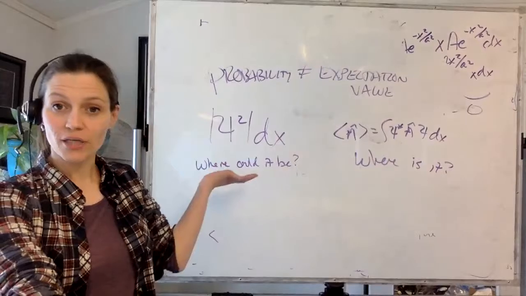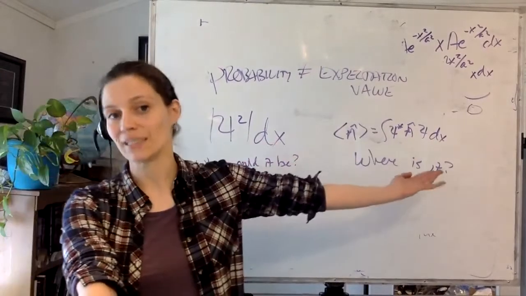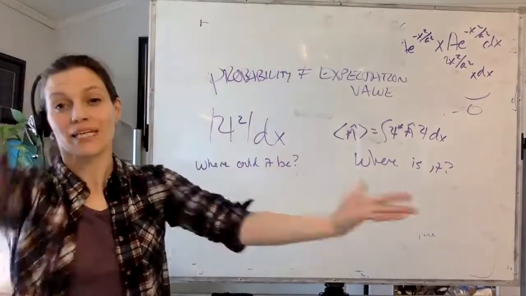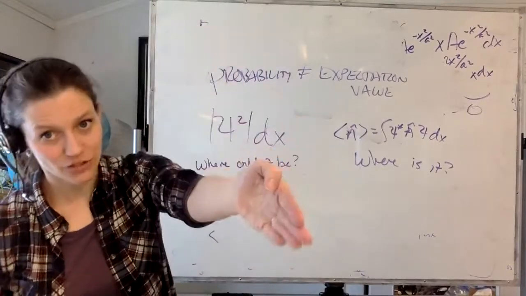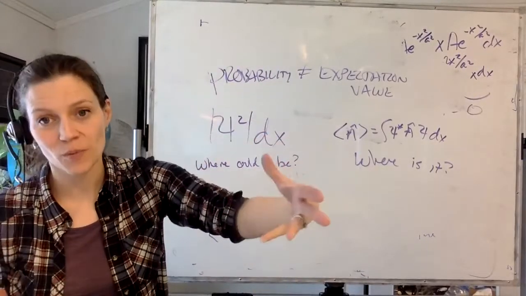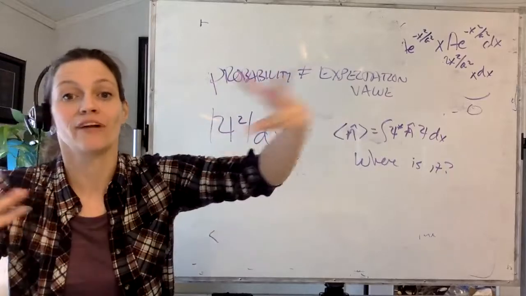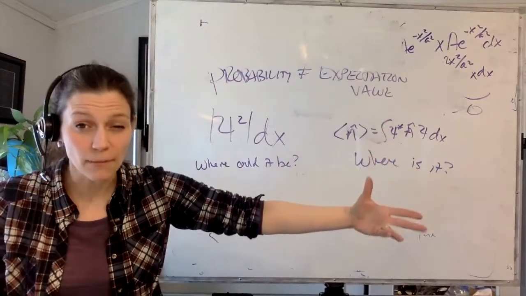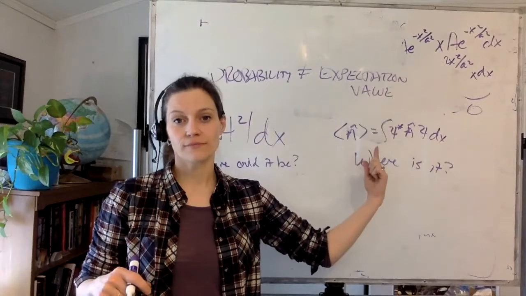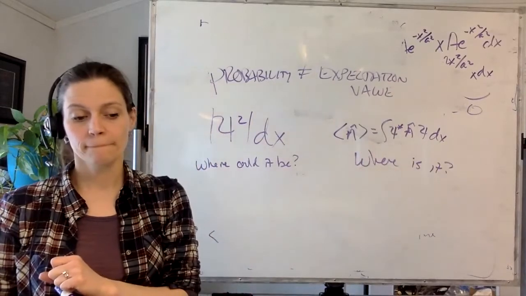So where could it be? Probability. Where is it? Expectation value. Where could it be? It could be in all these places. Where is it? We have to measure. Upon measurement, we collapse the wave function, which means there was a superposition, there is no longer, and we do that for a very large number, what we call an ensemble, and we get this value. That's expectation value. Okay? Go team.